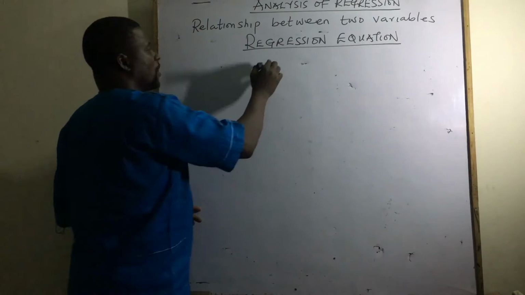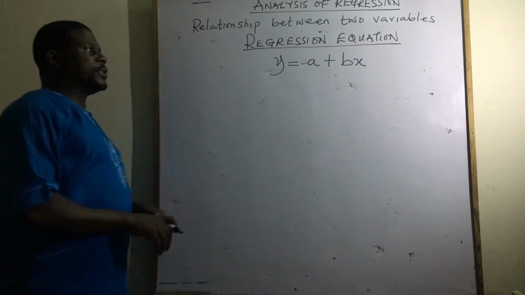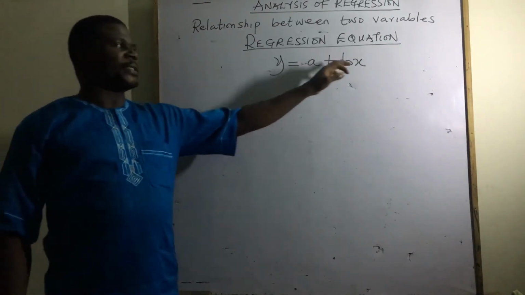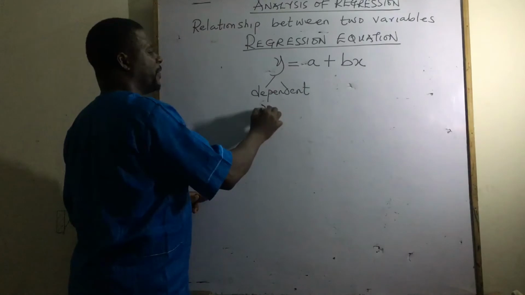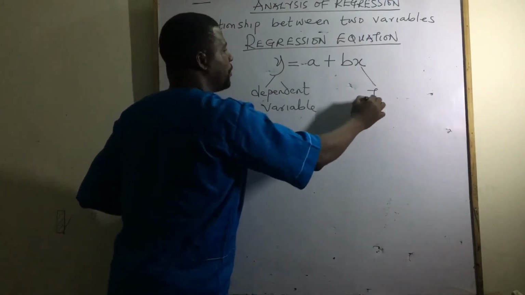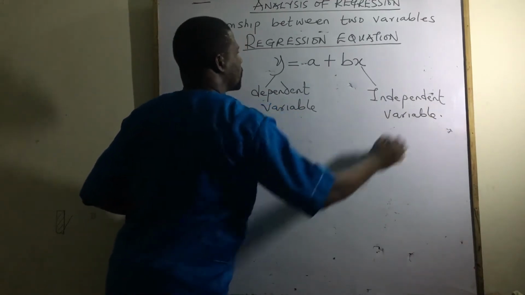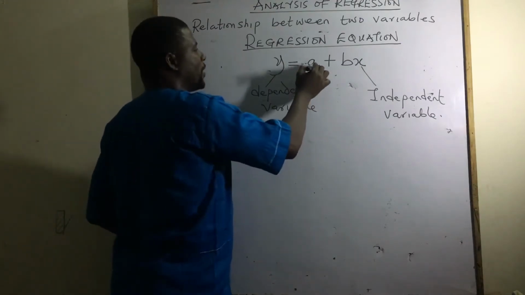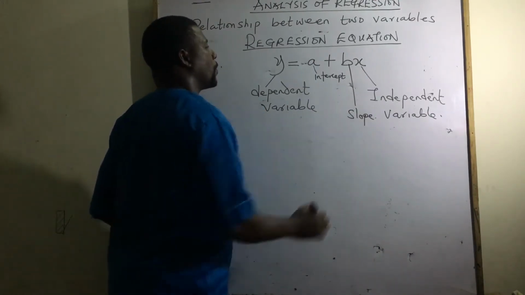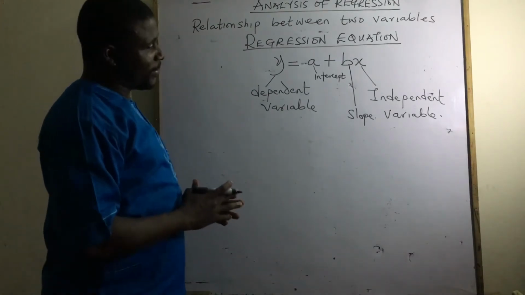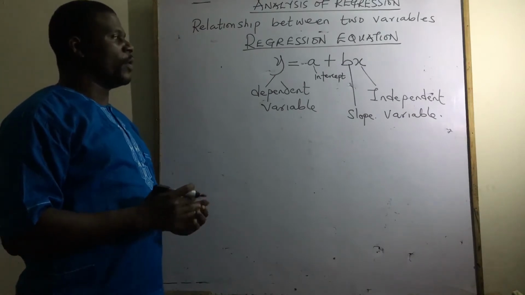Now, regression equation is the equation that shows the linear relationship between the dependent and independent variable. Of course, y is the dependent variable, and x is the independent variable. So, while our a is the intercept, the b is the slope. So this is your regression equation. Now, in any regression equation, what you are always looking for is the value of a and b.